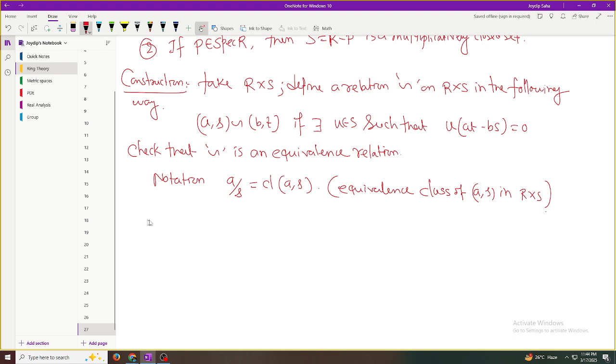S inverse R is the set of A by S such that A belongs to R, S belongs to S. Note that if 0 belongs to S, then what happened?